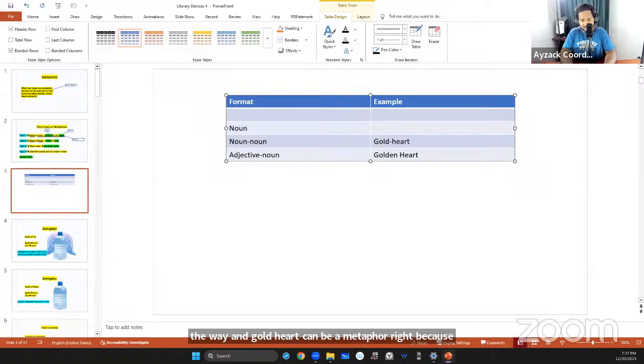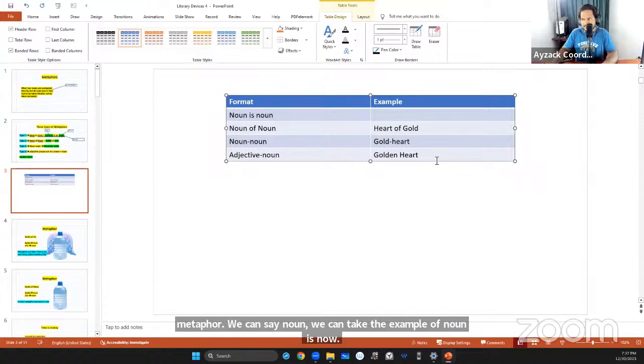We can take the other example, noun of noun. We can say heart of gold. That is also a metaphor, right? Heart of gold is also a metaphor. We can say noun. We can take the example of noun is noun. Hopefully you guys can see the screen clearly.